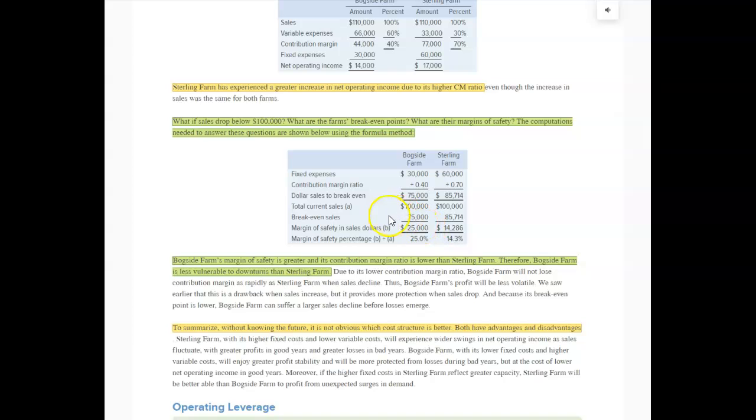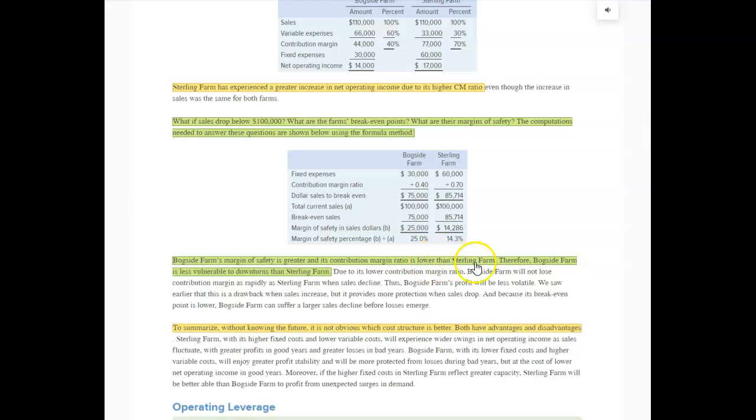Let's look at the margin of safety. Current sales at 100. Here are the break-even sales we just computed. Drop those down. So we see that Bogside Farm has a much higher margin of safety at the $100,000 level in sales than Sterling. So that means that Sterling must have $85,714 in sales to break even, whereas Bogside only needs $75,000 in sales. Contribution margin therefore is higher for Bogside. The margin of safety percent, 25% for Bogside, only 14.3% for Sterling.